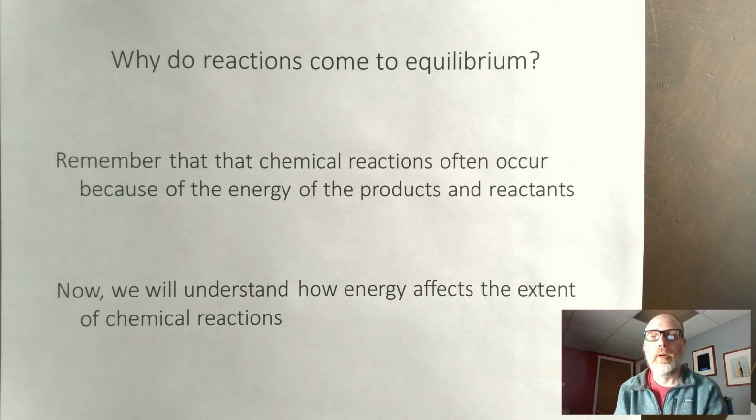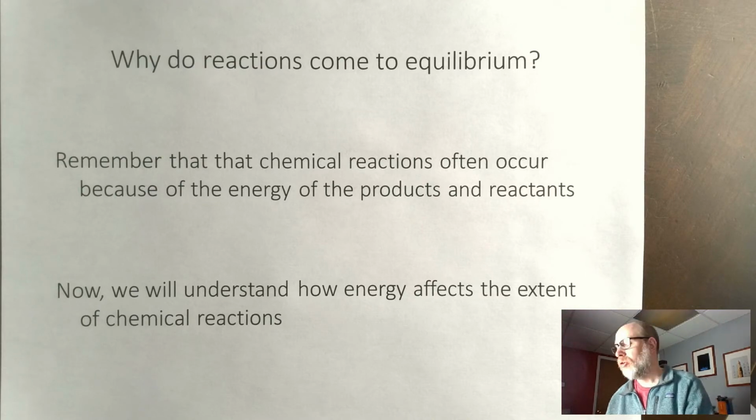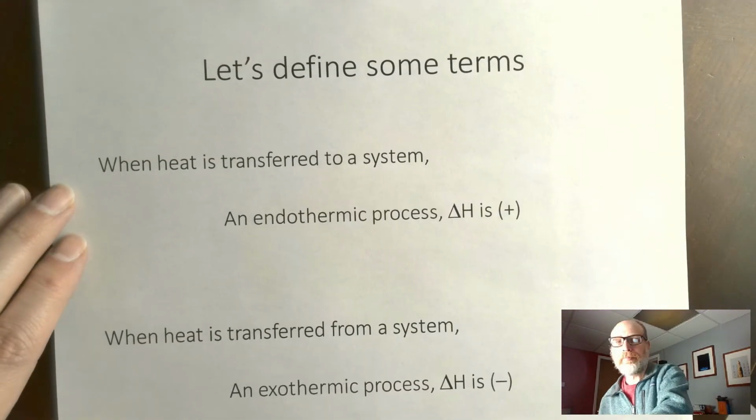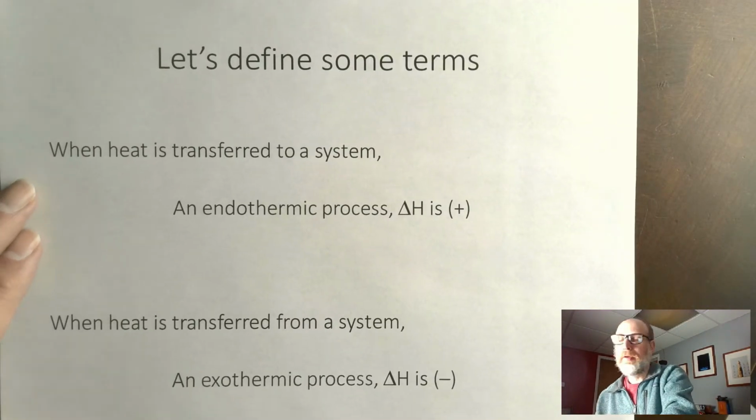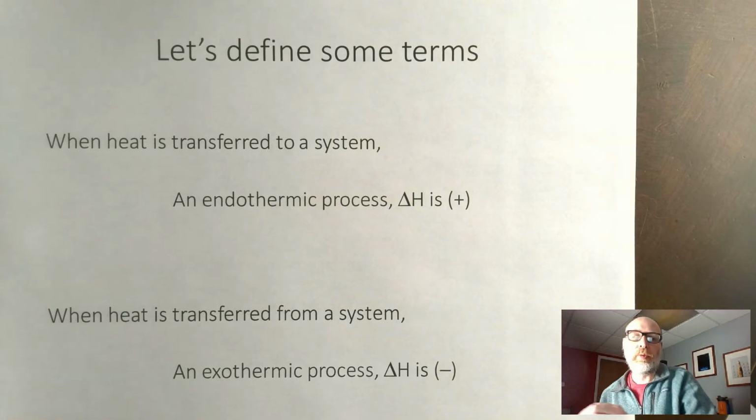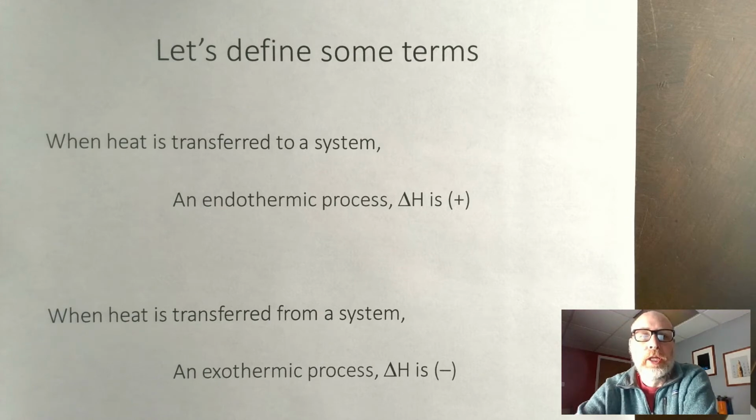We're going to talk first, though, about the energetics and understand how the energy, or the thermodynamics, of the system will affect the extent of chemical reactions that are occurring. To do that, we have to go backward and review this idea of enthalpy and enthalpy changes, where we can think of an enthalpy change as the amount of heat being either transferred into the chemical reaction or transferred out of it.